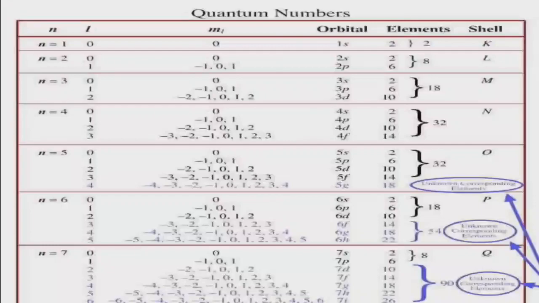In M shell there are 18 electrons. So those are present in 3s, 3p, 3d orbitals. In N shell there are 32 electrons. Those are present in 4s, 4p, 4d, 4f orbitals.